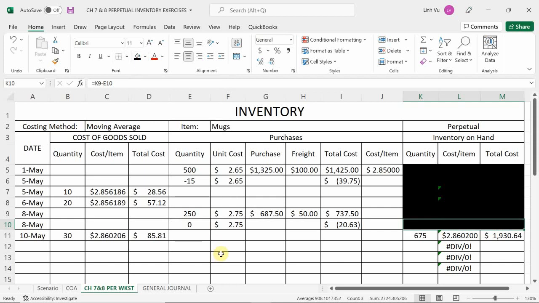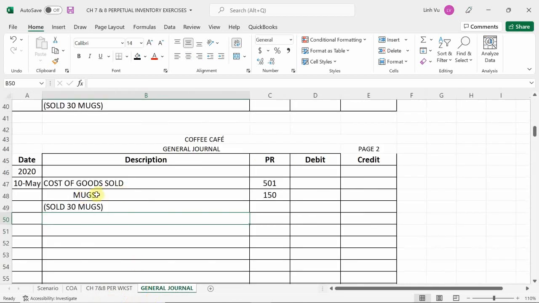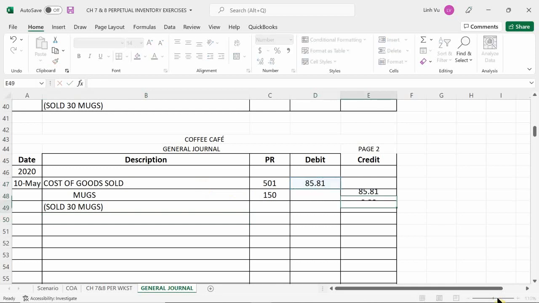Not that much of a difference. Thinking about tenths, thousands, or hundred thousands of pennies, that's not going to make a huge difference. It only makes a difference if you sell those large quantities, like 100,000 of those mugs. So in this case, now I have 675 units left at a total of $19.30 and 64 cents. The number I'm looking for here is how much it cost me to sell 30 of those units, $85.81. So again, 85.81 is my cost of goods sold.